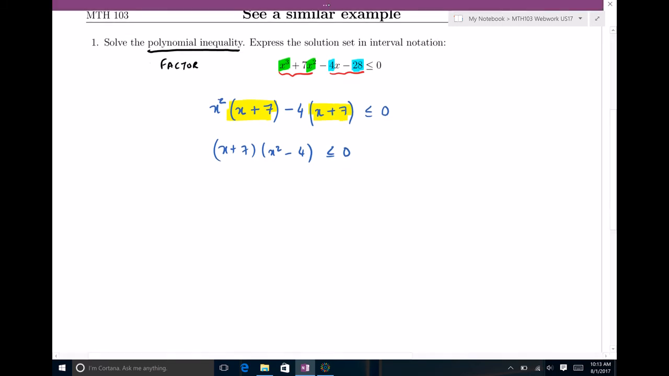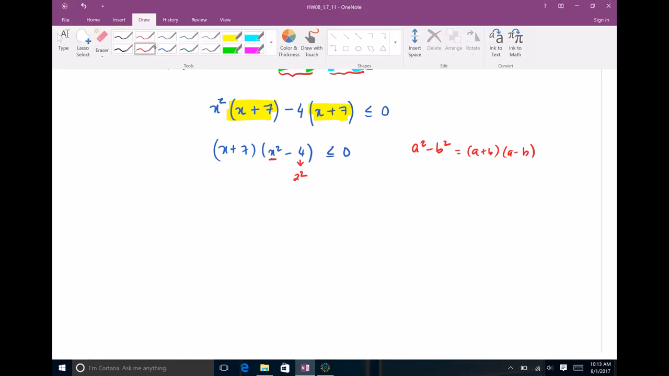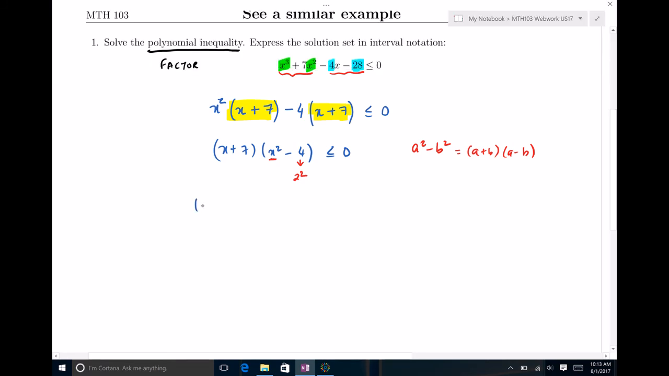Now, to factor x squared minus 4, I'm going to use the formula a squared minus b squared equals a plus b times a minus b. Why does this help? Because you have x squared and 4 can be written as 2 squared. So that's like a squared minus b squared. So I rewrite this as x plus 7, x minus 2 times x plus 2 is less than or equal to 0.